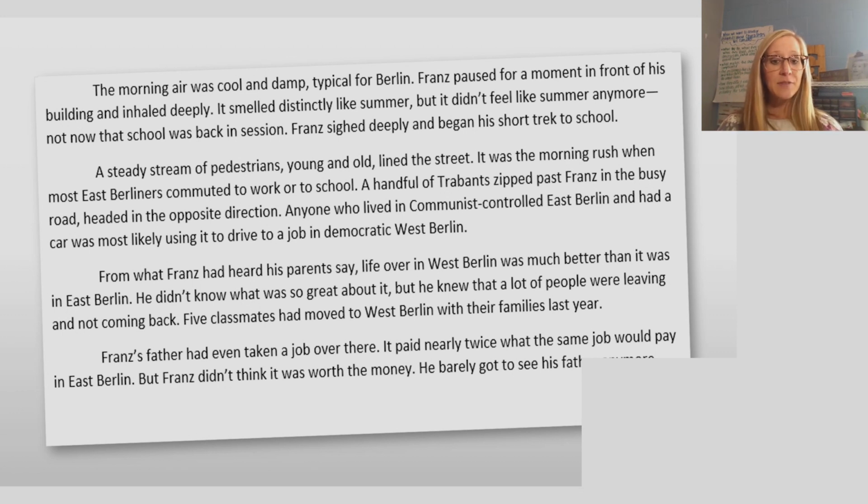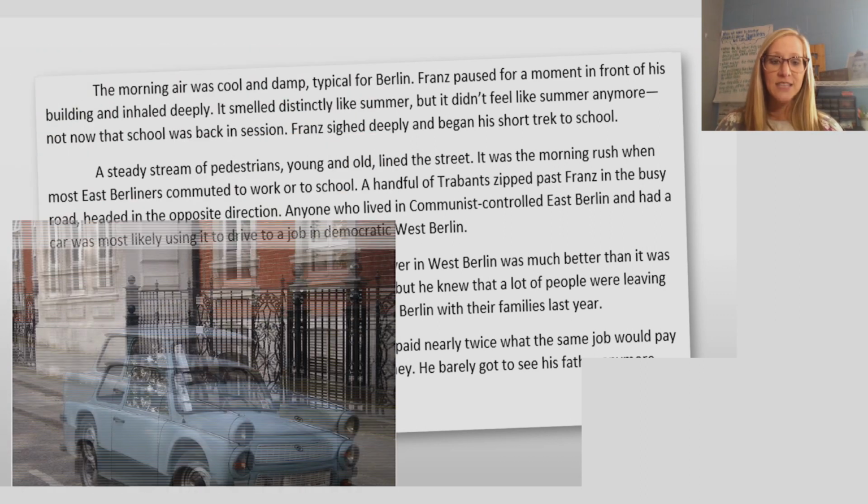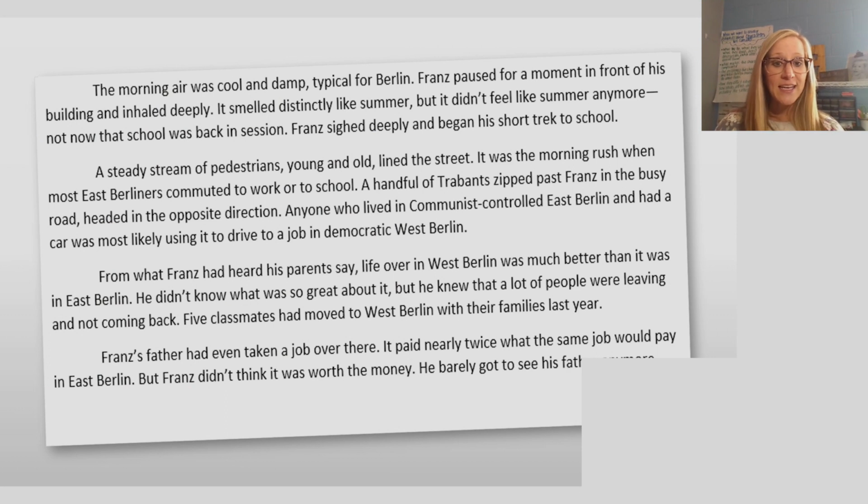A steady stream of pedestrians, young and old, lined the street. It was the morning rush when most East Berliners commuted to work or to school. A handful of Trabants, and I'll show you what that is, it is a car, zipped past Franz in the busy road, headed in the opposite direction. Anyone who lived in communist-controlled East Berlin and had a car was most likely using it to drive to a job in democratic West Berlin.